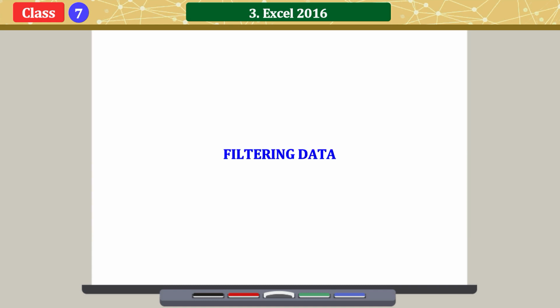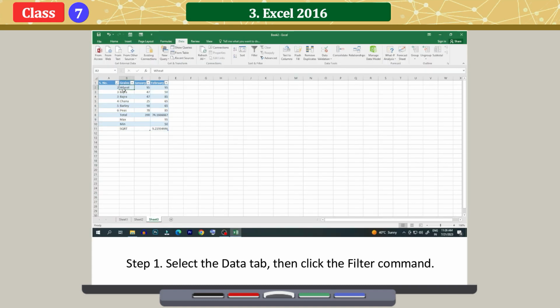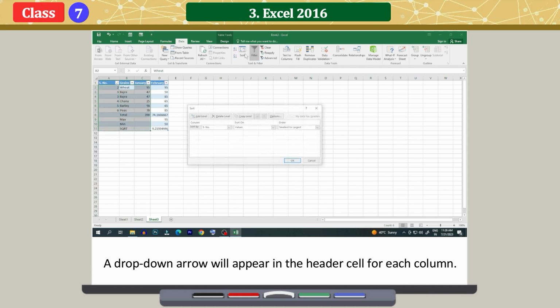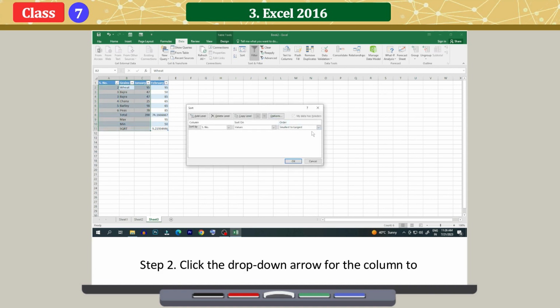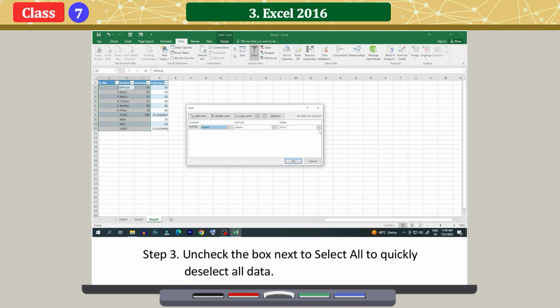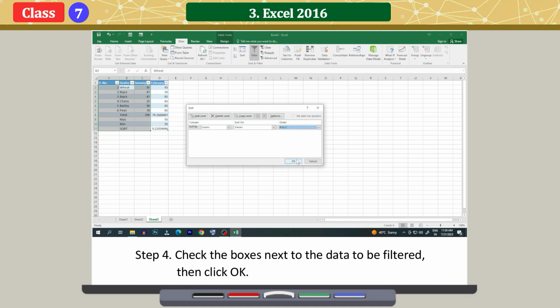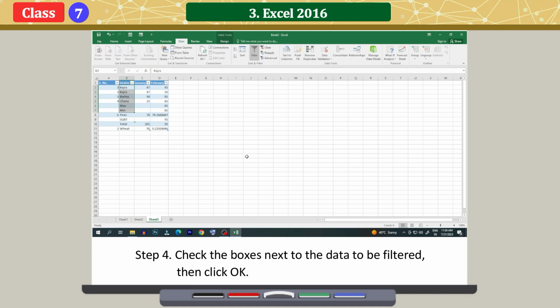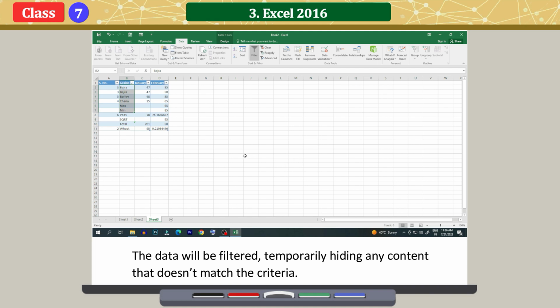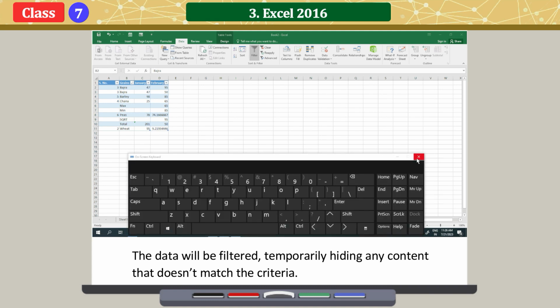Filtering data. Select the Data tab, then click the Filter command. A drop-down arrow will appear in the header cell for each column. Click the drop-down arrow for the column to be filtered. The filter menu will appear. Uncheck the box next to Select All to quickly deselect all data. Check the boxes next to the data to be filtered, then click OK. The data will be filtered, temporarily hiding any content that doesn't match the criteria.